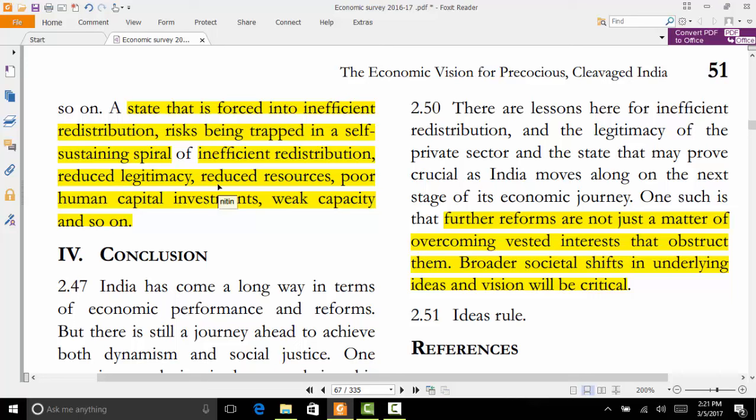Reduced resources, because once the government's legitimacy reduces, people start exiting the state. Once people start exiting the state, it reduces the resources. Once resources are reduced, then poor human capital investment. Further, it weakens the state capacity, and so on.